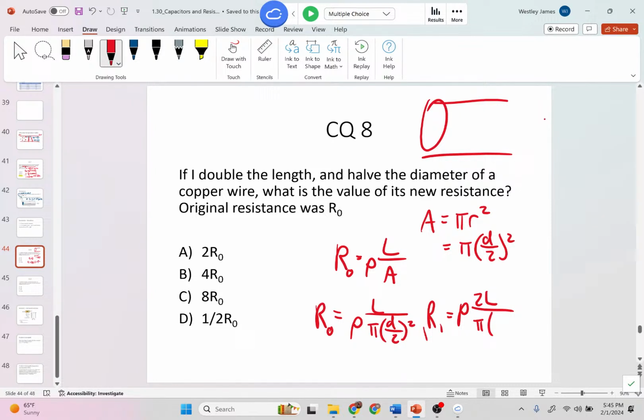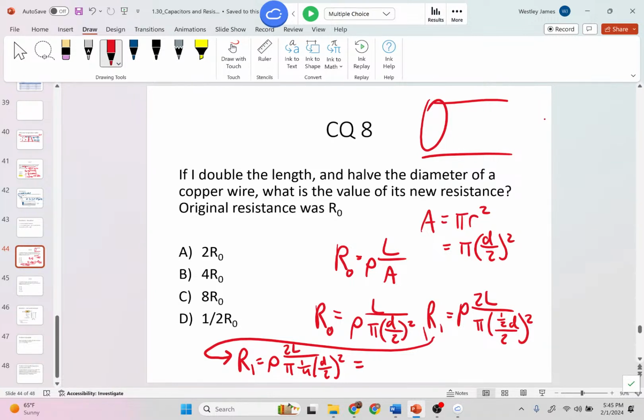And my diameter halved. This is going to go a little tight in here. So what ends up happening, if I give myself more room to write this out, R1 equals rho 2L over pi (1/4 d over 2) squared. Because that diameter gets squared, 1/2 squared, I just pulled that out. 1/2 squared is 1/4.